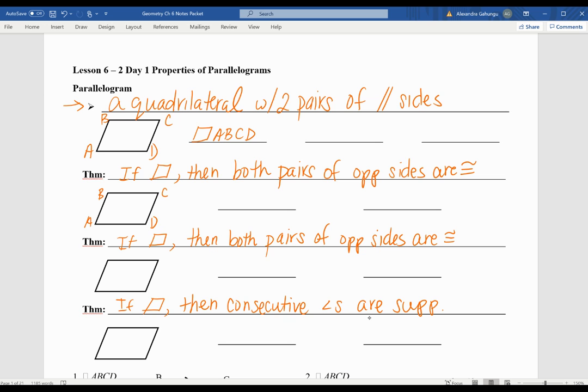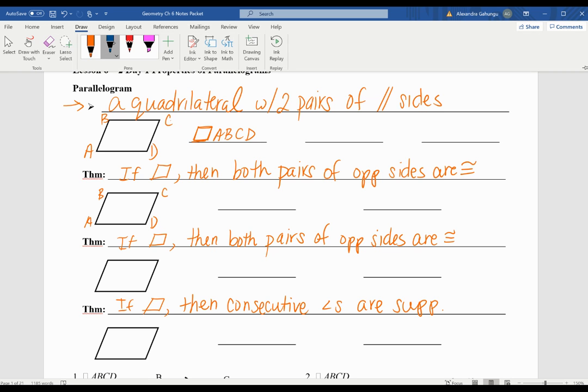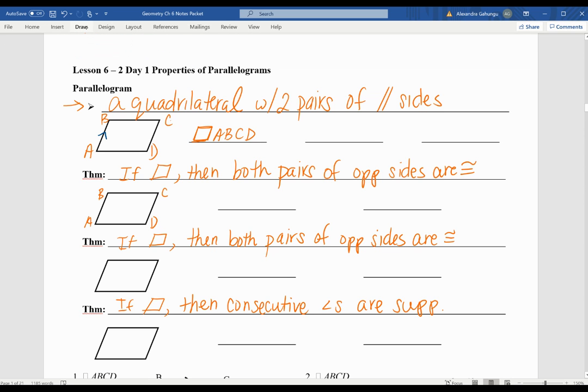So if I were to look at parallelogram ABCD, and I'm going to call it with that little parallelogram symbol here, our parallel sides are going to be AB and CD. So we're going to say AB is parallel to CD, and then our other pair of parallel sides, BC and AD. So that's why we're calling it a parallelogram. Got two pairs of parallel sides.